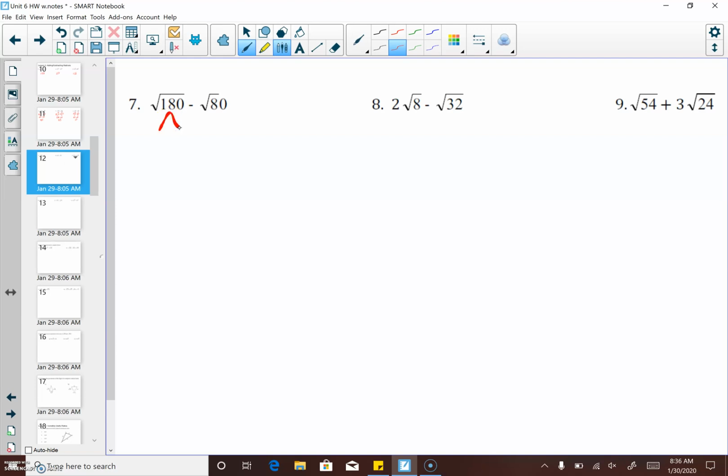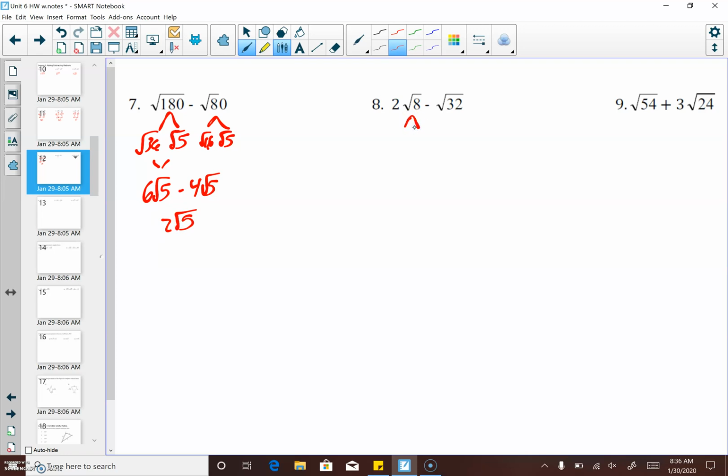So square root of 180 is the square root of 36 and 5. And 80 is the square root of 16 and 5. So 6 radical 5 minus 4 radical 5 is actually going to give us 2 radical 5.